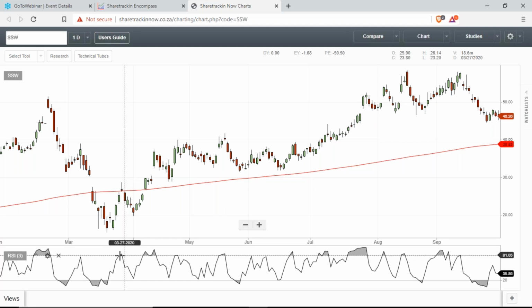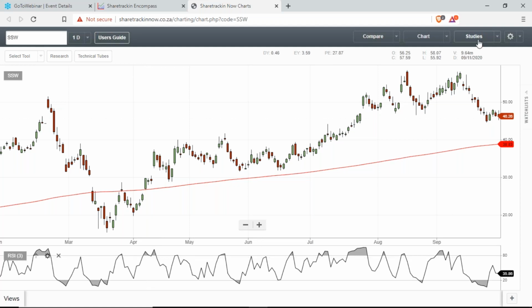And what did it do? It did drop a bit and it climbed again. So if you are someone for a shorter term, you would have bought maybe there and sold there. Maybe bought there again and sold there again. Or maybe if you wanted to play it safe, you would have sold there. So that's the RSI.